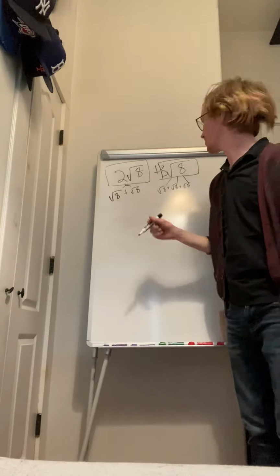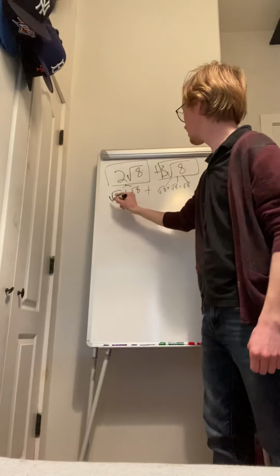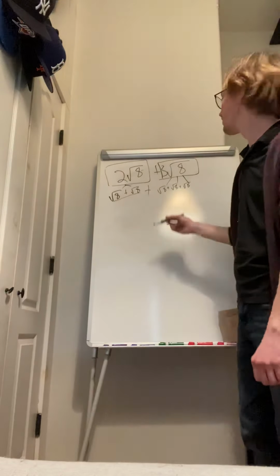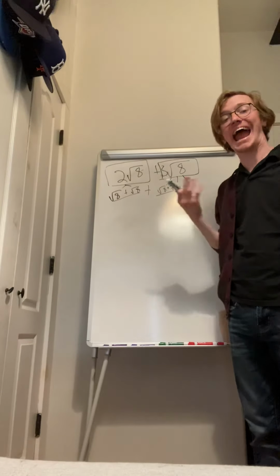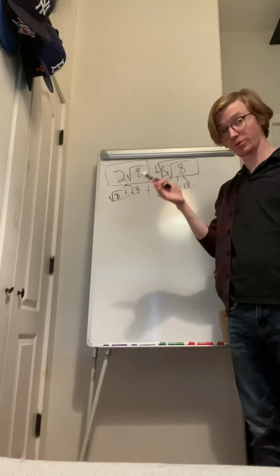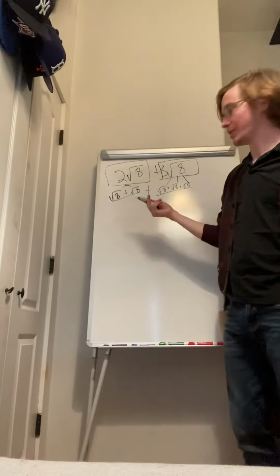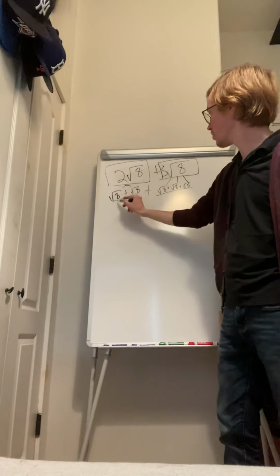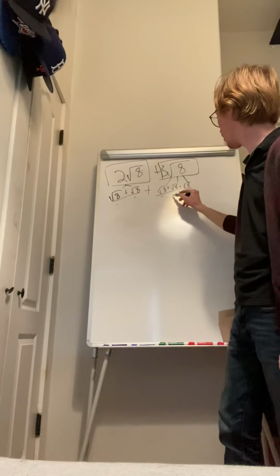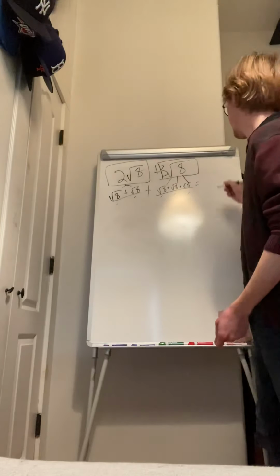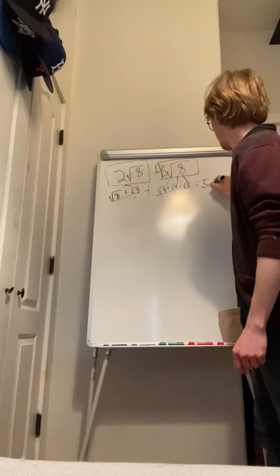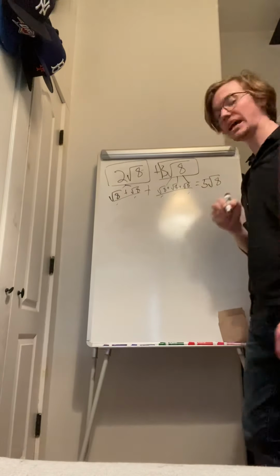Now, ask yourself, you are being told to add these 2 square roots of 8 and these 3 square roots of 8. So, if you're being told to add 2 square roots of 8 plus 3 square roots of 8, and count out how many you have. 1, 2, 3, 4, 5. That's 5 times the square root of 8. 5 square roots of 8.